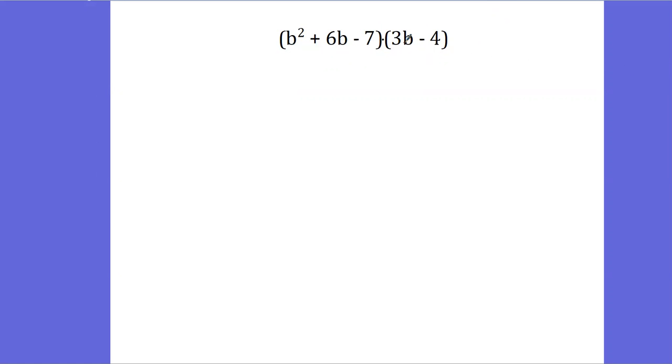The big idea here is that it's essentially the distributive property happening just on a much larger scale. So what I mean by that is, if I'm going to take this binomial, this 3b minus 4, and I'm going to multiply it by this b squared plus 6b minus 7, I need to realize that I'm going to be distributing this 3b, and I'm going to take 3b times b squared. I'm going to take 3b times positive 6b. I'm going to take 3b times negative 7. And also, I'm going to be distributing this negative 4.